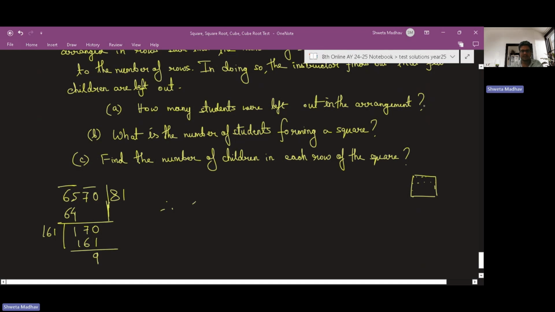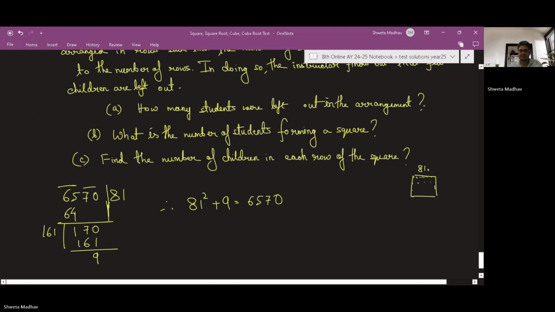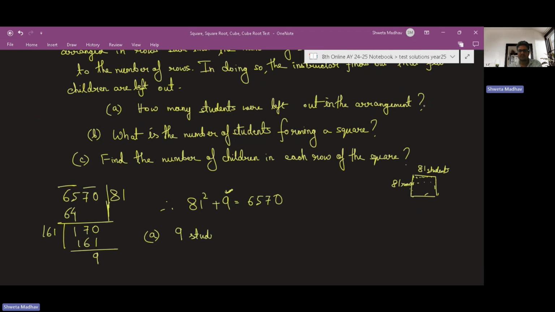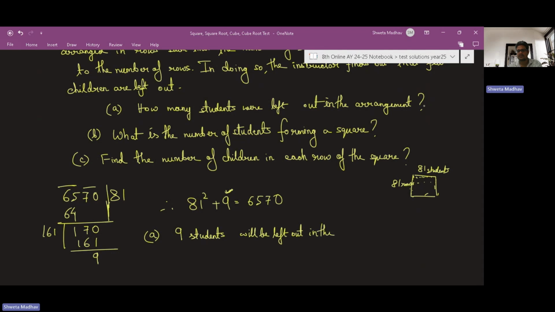Hence I can say that 81 square plus 9 is equal to 6,570. So it means that if I keep 81 students in each row and 81 rows, then a square will be formed, and then 9 students will be left out. So the answer for part A is that 9 students will be left out in the arrangement.